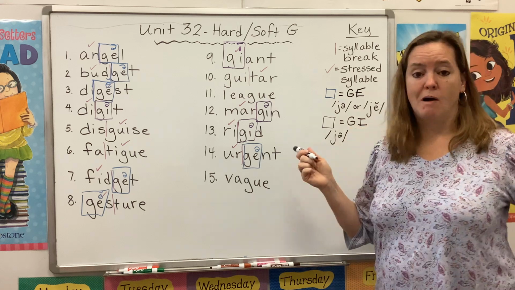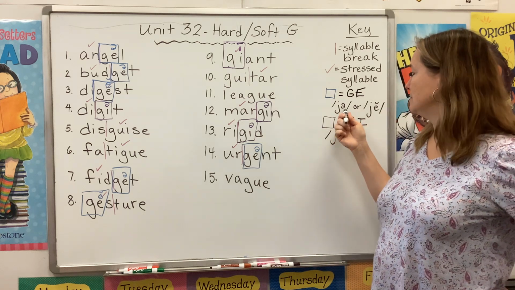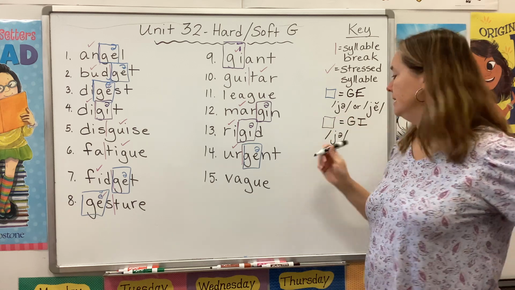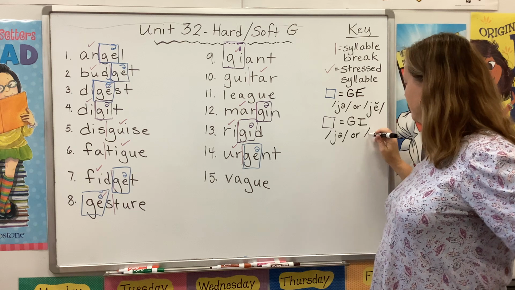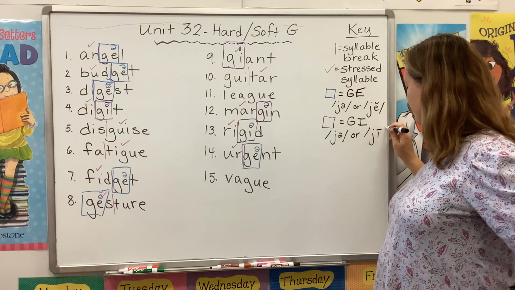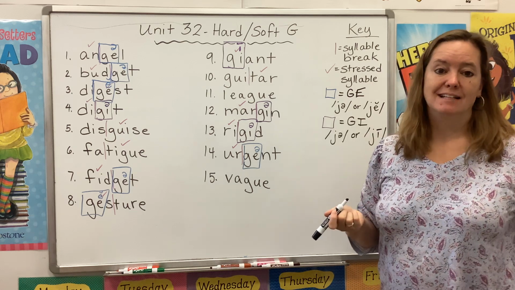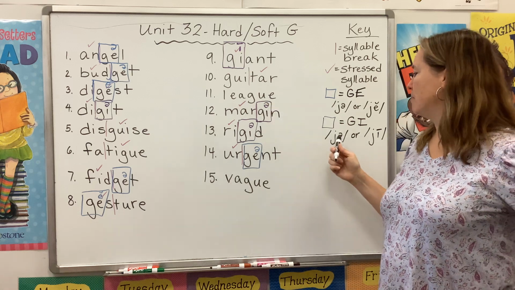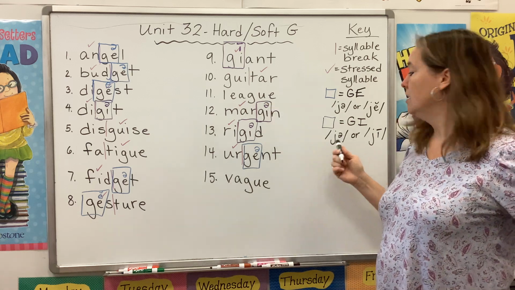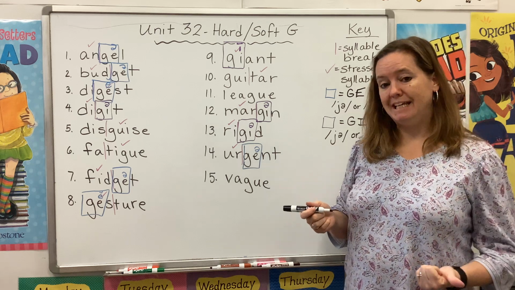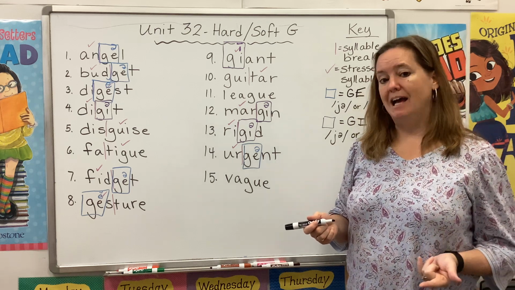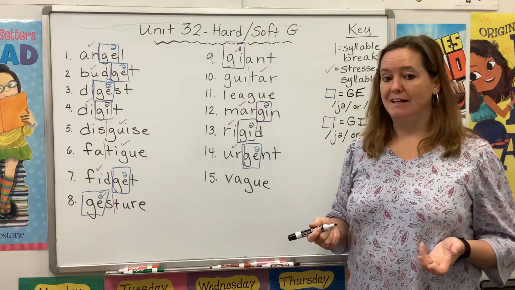is either making a schwa sound, J, right? Same sound as the GE, or as we see in giant, it's making a long I sound. So anything in the purple box is either saying J or Ji. So GE is soft, GI is soft, GY is also soft.